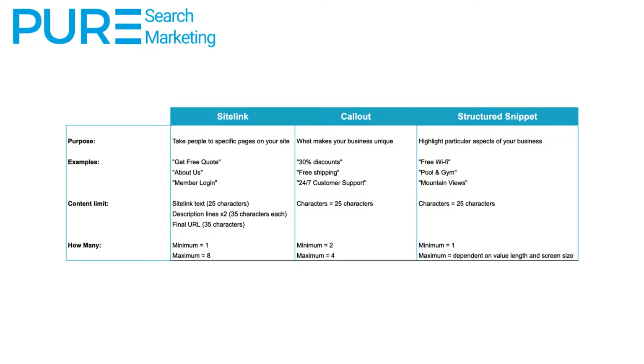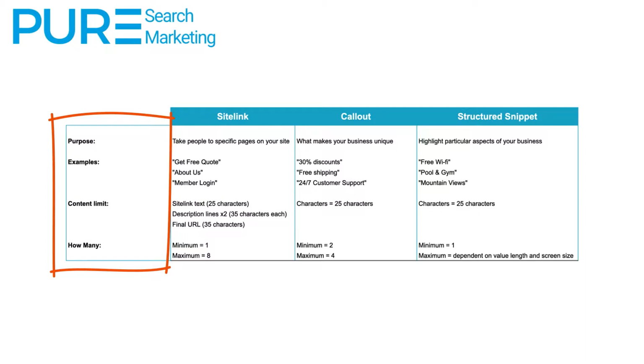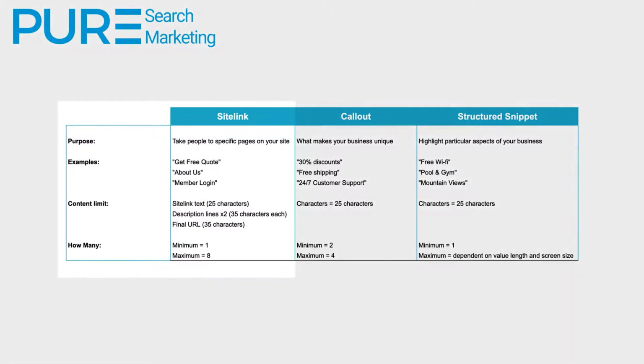So here we have a simple grid that I've just set up for you. Across the top you've got the type of ad extension, and then down the side just some information about each of them. So starting with Sitelink, you've got the purpose. If you've got a number of different pages on your site that you want to take users to, then a sitelink is very useful for you.